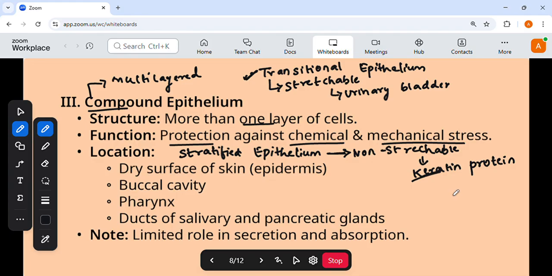It is deposited, its composition is present there. That's why the surface of skin is dry. So the dry surface of skin has this stratified epithelium. And we do have the moist stratified epithelium, moist surfaces also exist, like the buccal cavity, pharynx, ducts of pancreatic and salivary glands. So they are soft surfaces. Limited role is in secretion and absorption.